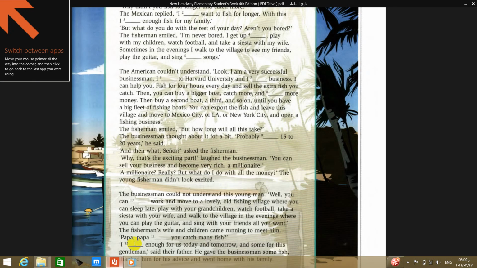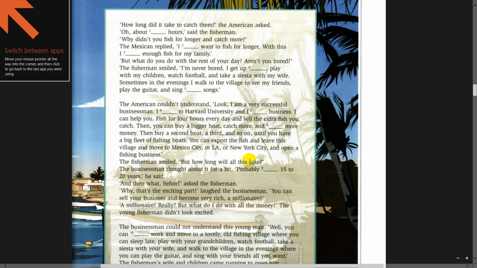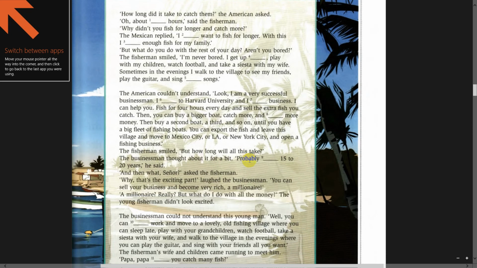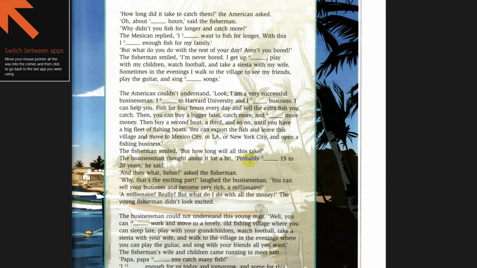Tape script 6.11. The Businessman and the Fisherman. Good morning. What beautiful tuna. How long did it take to catch them? Oh, about 2 hours. Only 2 hours. Amazing. Why didn't you fish for longer and catch more? I didn't want to fish for longer. With this, I have enough fish for my family. But what do you do with the rest of your day? Aren't you bored? I'm never bored. I get up late, play with my children, watch football, and take a siesta with my wife. Sometimes in the evenings, I walk to the village to see my friends, play the guitar, and sing some songs.